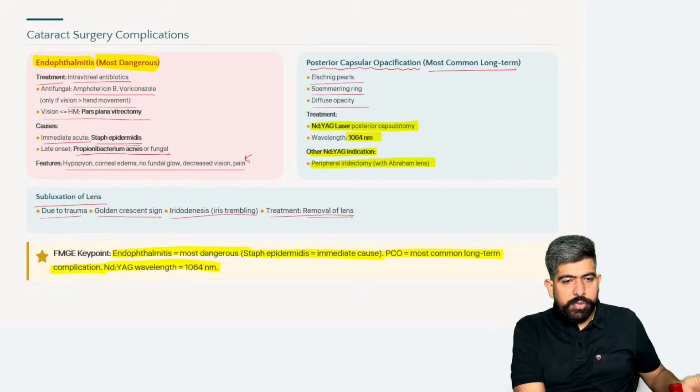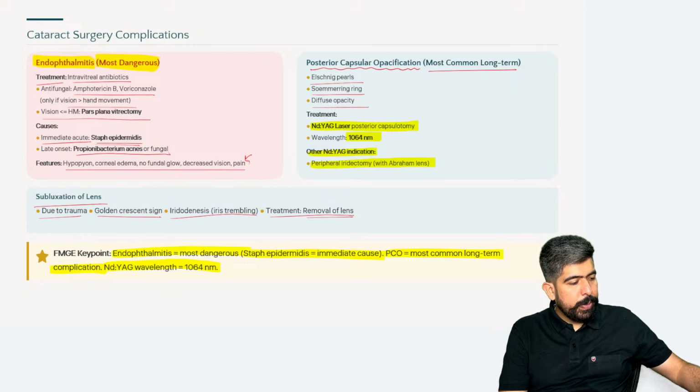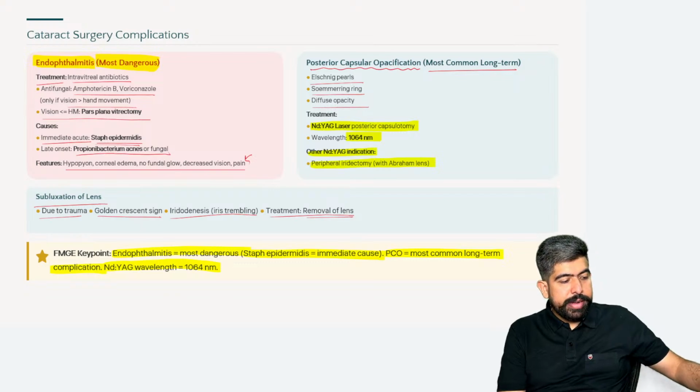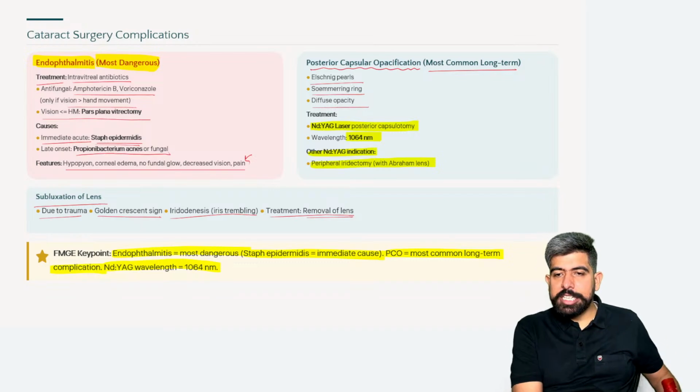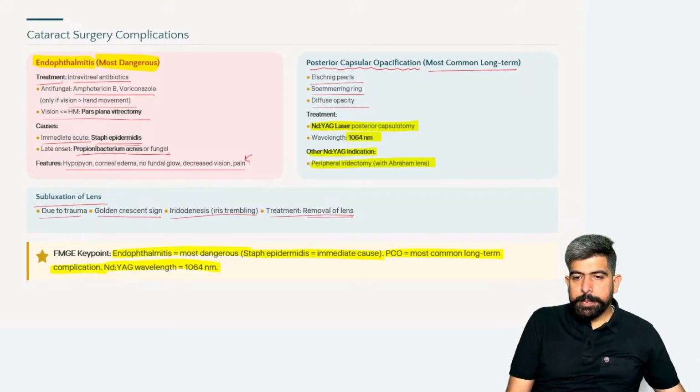Any doubt, guys? If you have, please mention it in the chat box. I think the speed is good, right? Or should I decrease or increase? Let me know in the chat box. Is the speed okay?